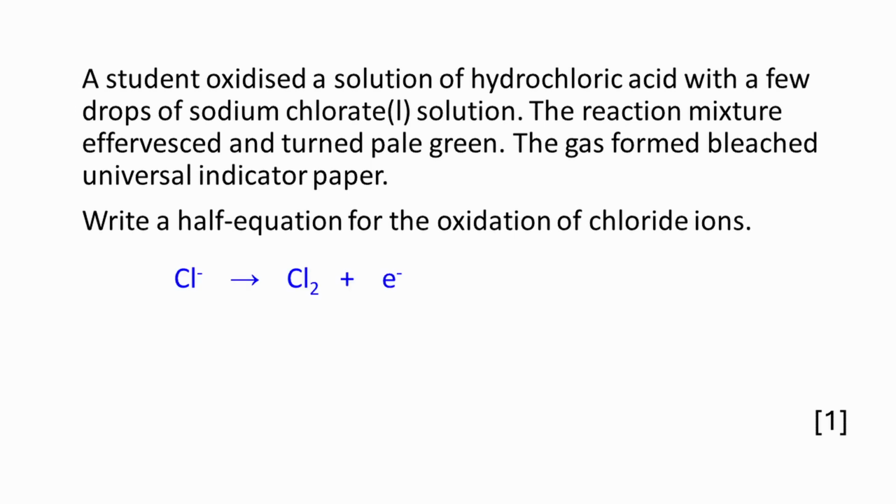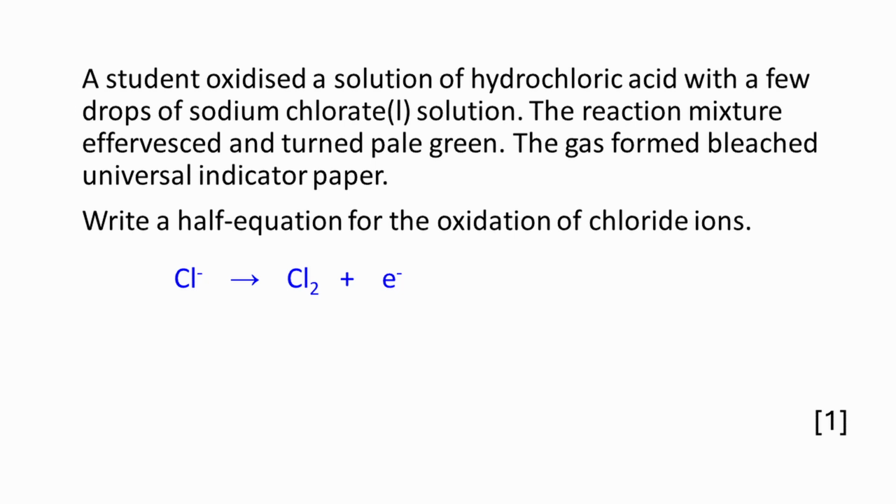Chloride ions, Cl-, must appear on the left-hand side of the half equation. There are clues in the question about the product. When chlorine is dissolved in water, it will turn pale green. Chlorine gas will also bleach universal indicator paper. Therefore, chloride ions are oxidized to form chlorine molecules, so Cl2 appears on the right-hand side of the half equation. Oxidation can be described in terms of loss of electrons. Electrons must appear on the right-hand side of the half equation.